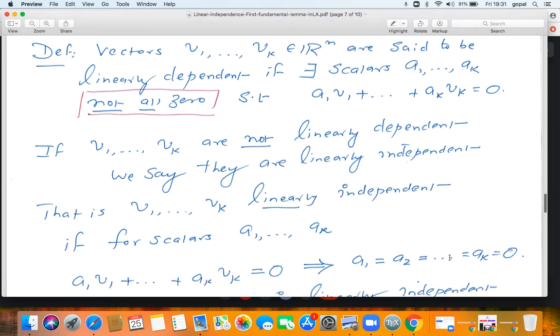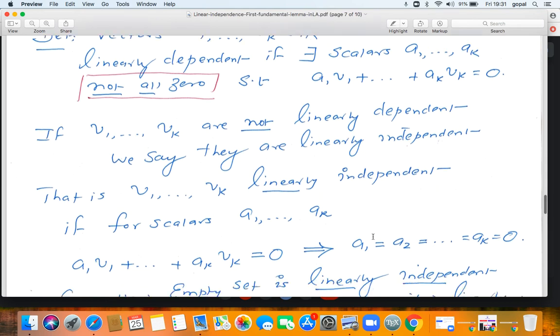We say that v1, v2, ..., vk are linearly independent if for scalars a1, a2, ..., ak, whenever a1 v1 plus a2 v2 plus ... plus ak vk is 0, the only way you can get 0 out of these vectors is taking all the coefficients to be 0. It cannot happen that the linear combination is 0 with at least one of the coefficients being non-zero. If that happens, you'll say it's linearly dependent.